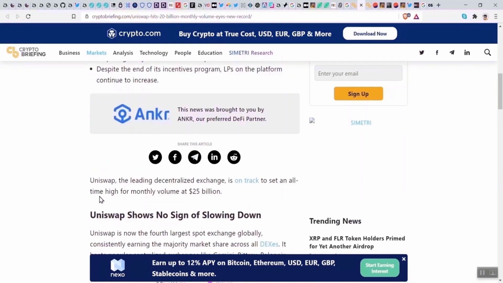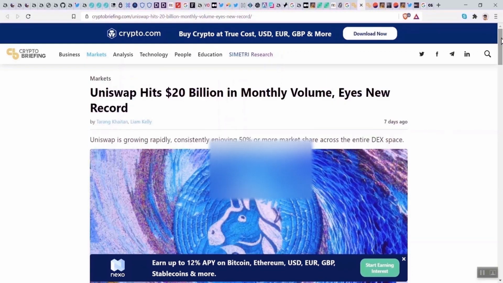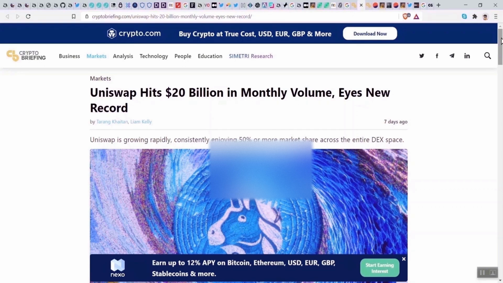If I scroll down, there was an interesting statistic that I came across here. This is once again from Hayden Adams. He stated that since the inception of Uniswap V2, the protocol has seen a trading pair get deployed every 12 minutes. This is approximately 115 new trading pairs per day for the last 249 days. And that's the wonderful thing when you've got this plethora of ERC20 tokens, all of these potential trading combinations across these different cryptos.